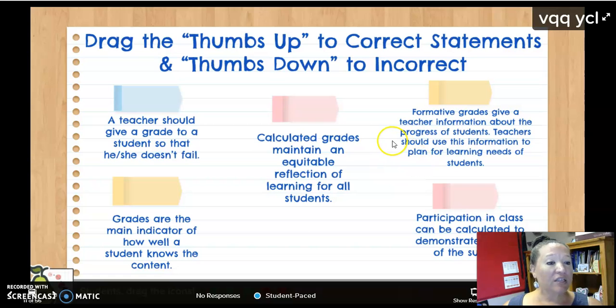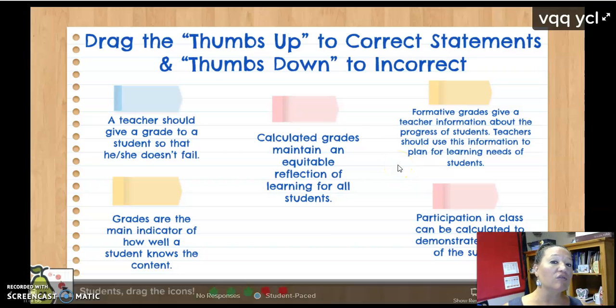Formative grades give a teacher information about the progress of students. Teachers should use this information to plan for the learning needs of the students. Absolutely. So again, if a student is struggling and they're failing all the formative assessments, you can look at that and ask the questions: Why are they failing? What are the weak areas? What are areas that I need to focus on? And what is some scaffolding that I could do to help the student learn?